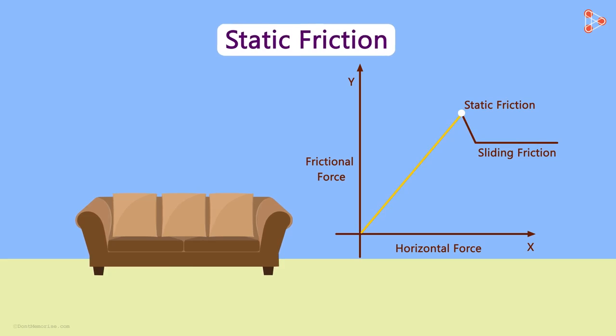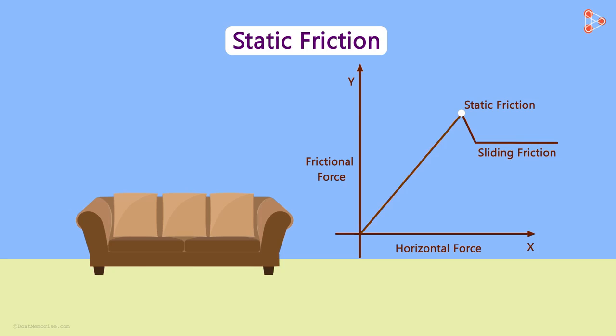This part of the graph is static friction. It's when the sofa is not moving in spite of the force you're applying. And this part of the graph is sliding or kinetic friction when the sofa begins to move. The point around which the sofa just begins the movement is called the breakaway point. Is there anything else you noticed in the graph?